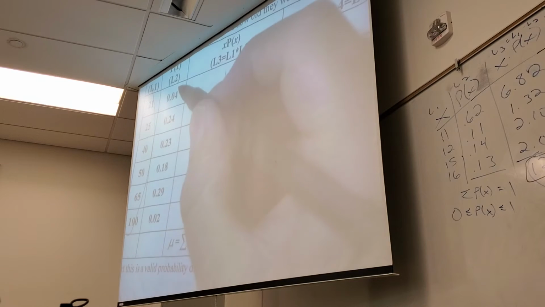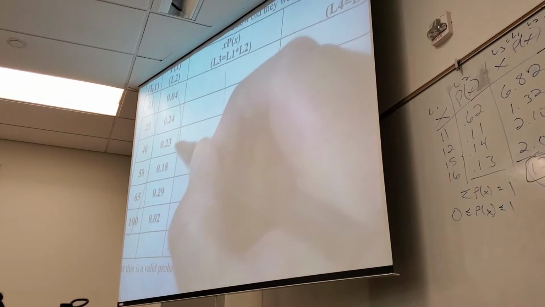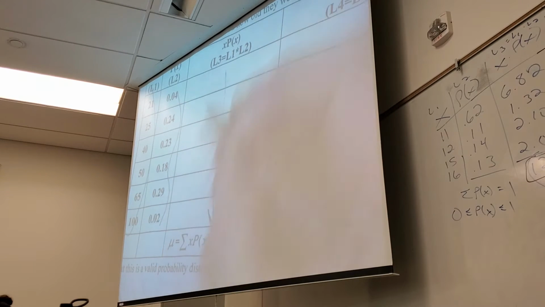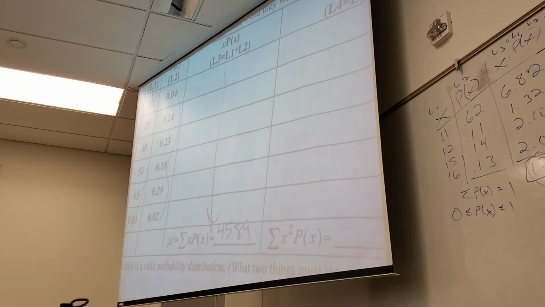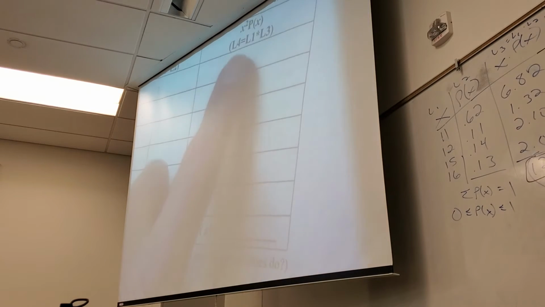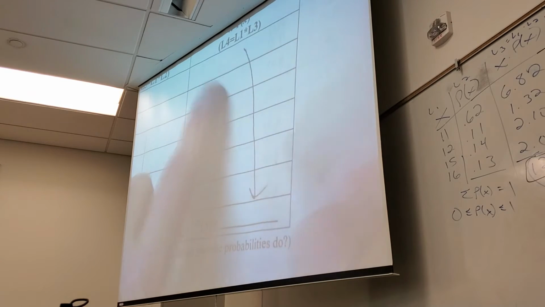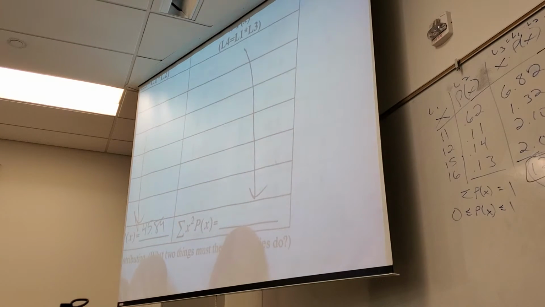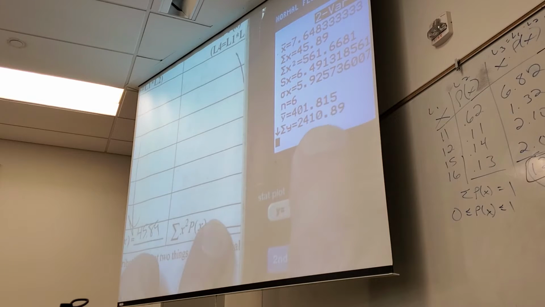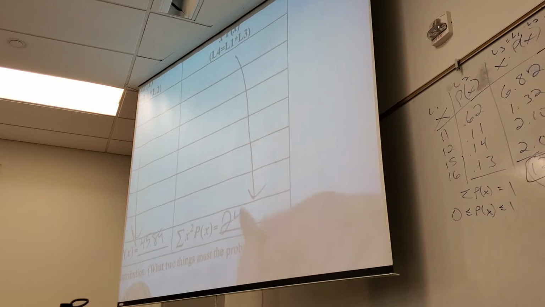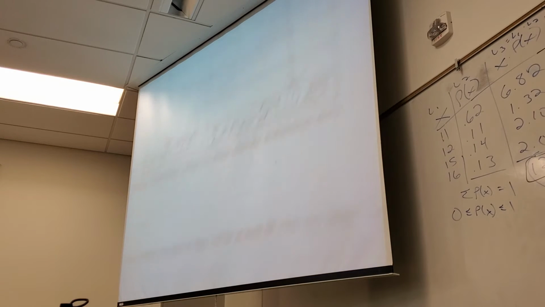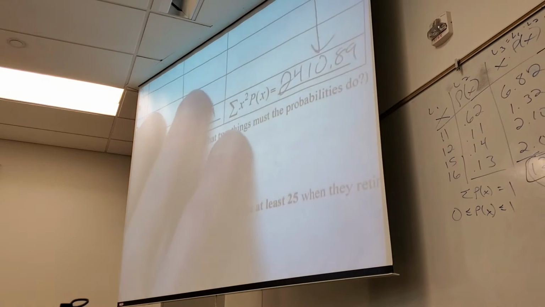What's kind of true about this data? It goes up and down a little bit, and then up and then down. So it makes sense the mean should be in the middle somewhere. All right, and if I do L4, my sum for L4 was 2410.89. I like it. All right, so far so good?